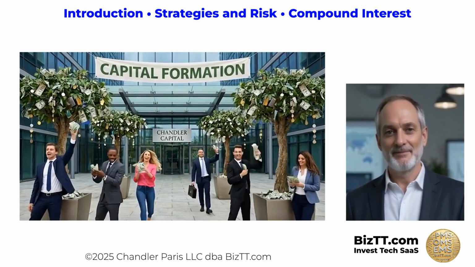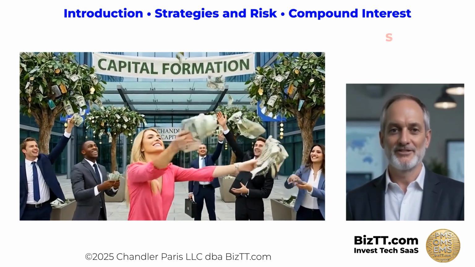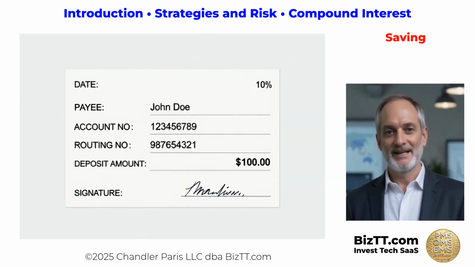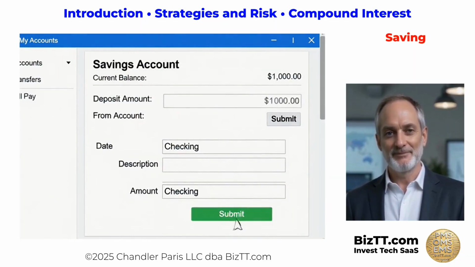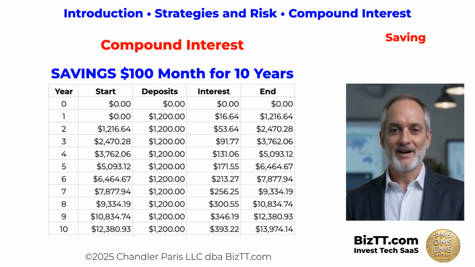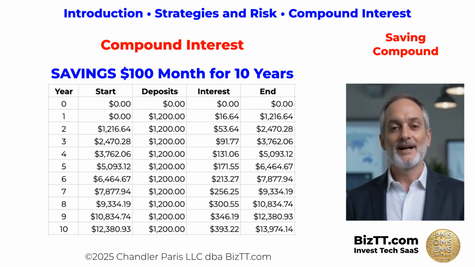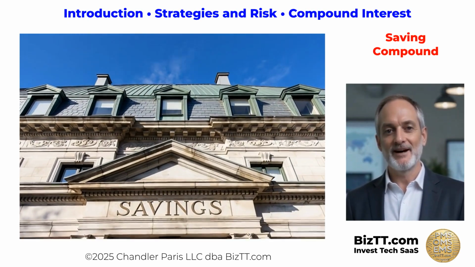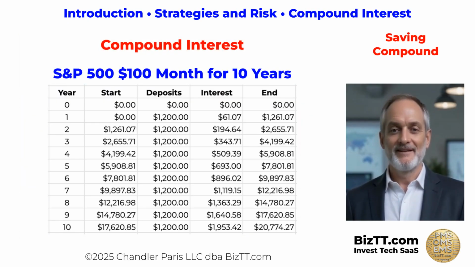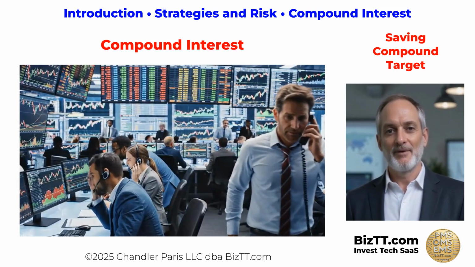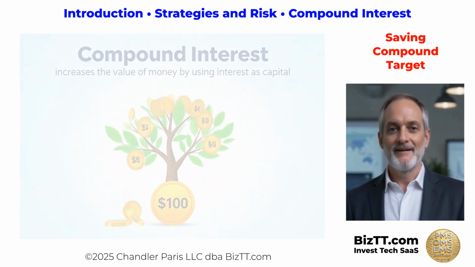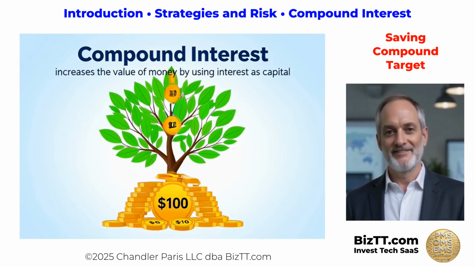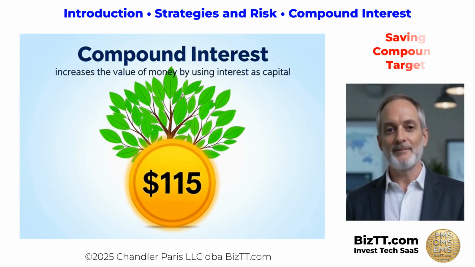The saying money makes money is real, but all capital comes from somewhere. An individual with an income can begin capital formation by saving 10% of all income, about $100 each month, at a financially conservative interest rate of 3%. Targeting $1,000 added yearly for 10 years earns a profit of $1,500. The markets, a riskier investment, historically earned 10%, results in a profit of $6,000. Compound interest increases the value of money by using interest as capital.